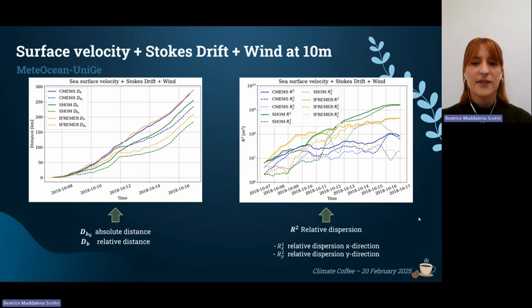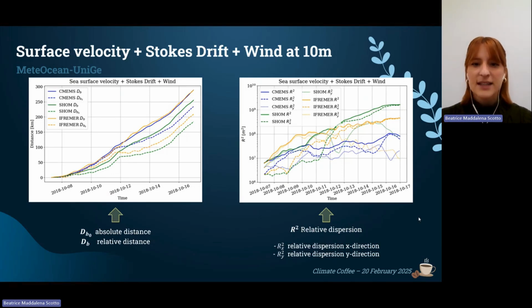Here, instead, we have other two graphs. On the left-hand side, we have the absolute distance in the continuous line and the relative distance in the dashed line for the three models. And here we can see that, for example, the Siemens models and the Ifremer models have a really similar behavior.